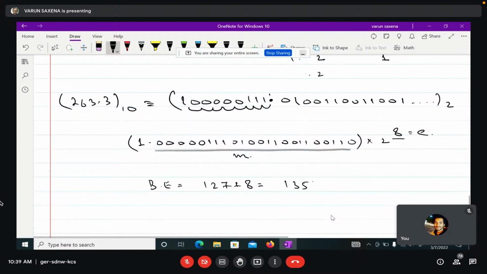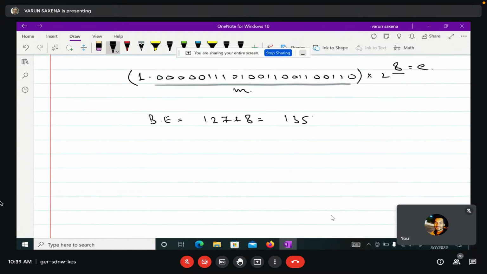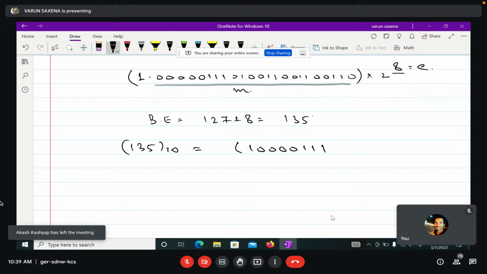Now you write the biased exponent in binary. So 1, after that 4 zeros: 1 2 3 4, and then triple one, 1 1. So this is it. So that's it. The problem is pretty much solved now.